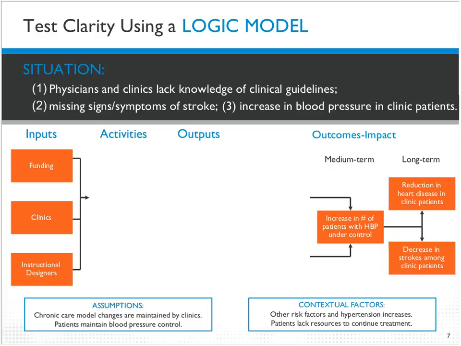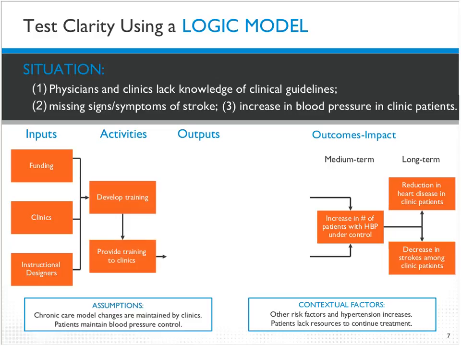Because we're going to be developing a program to roll out to the clinics, we are going to need to hire some instructional designers to develop some of the training materials. So these are just three categories or three groups of inputs. There could be other inputs that you might consider for a situation, such as a facility or equipment, but these are just three basic examples of what some of those resources might be.